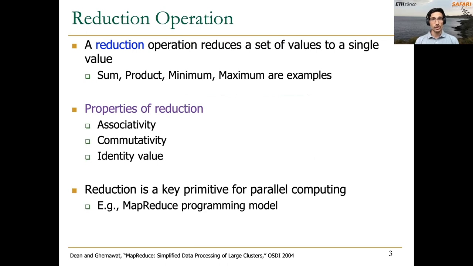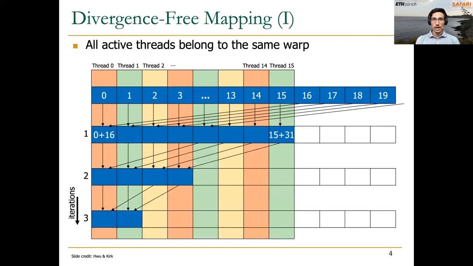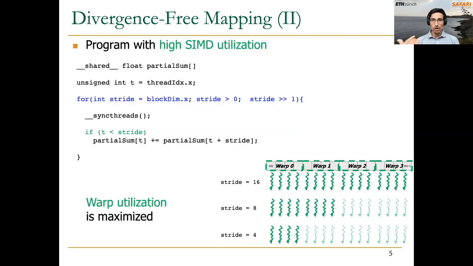We started with the reduction, an operation that reduces a set of values to a single value. Remember that the operator that we use needs to have certain properties like associativity, commutativity, and identity value. And the reduction, as you may remember, is a key parallel primitive. We discuss implementations of reduction that are divergence-free, because this way we can maximize warp utilization and consequently we can maximize the performance on the GPU.